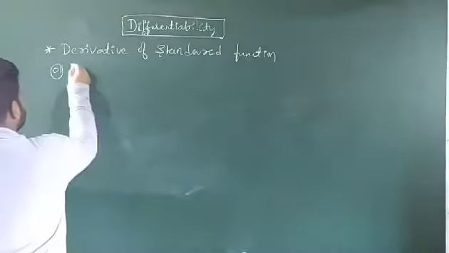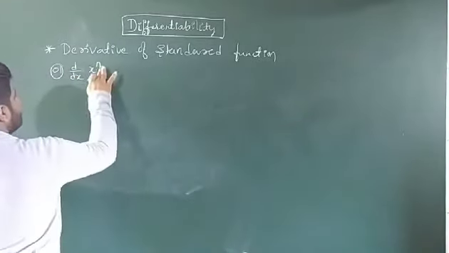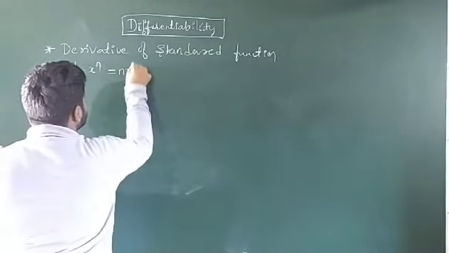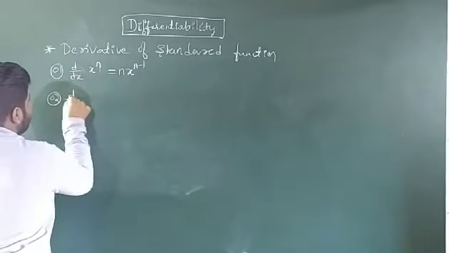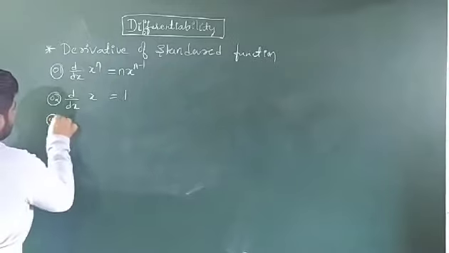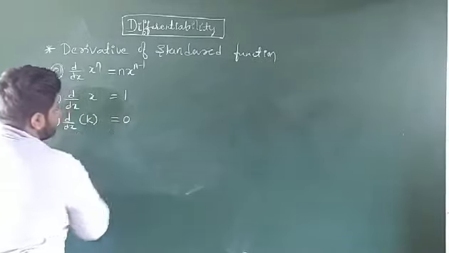First one, d by dx of x raised to n. If the function is in the form x raised to n, you will get the differentiation as n into x raised to n minus 1. Second one, d by dx of x is 1. Third one, d by dx of any constant, you get 0.